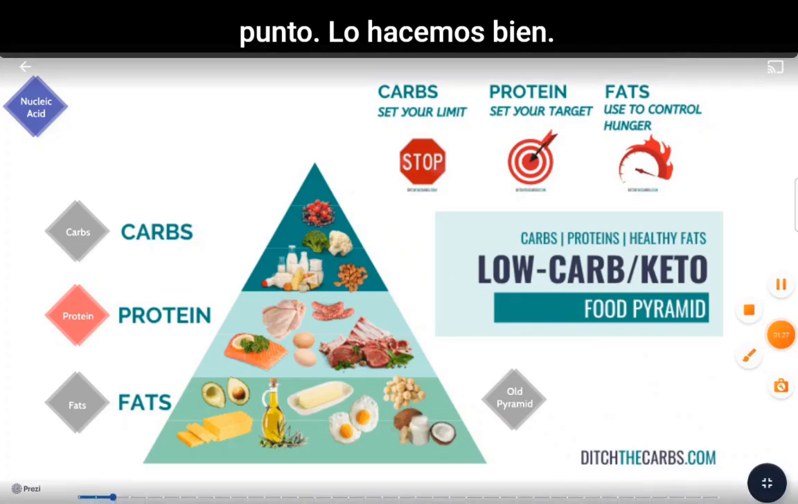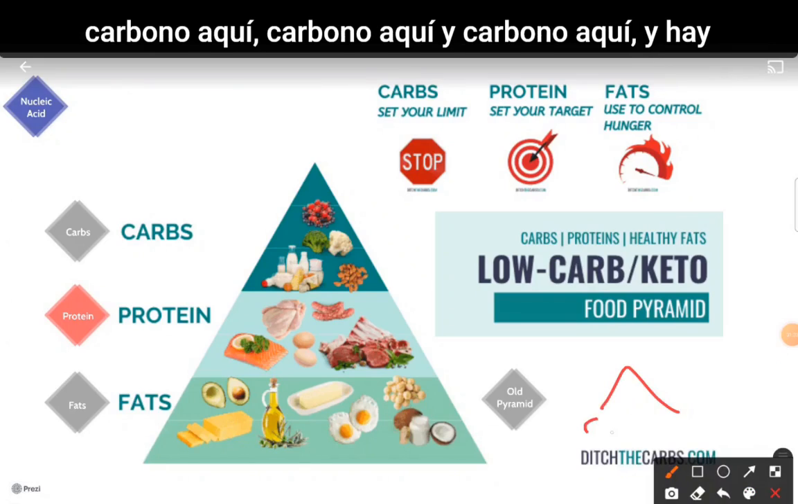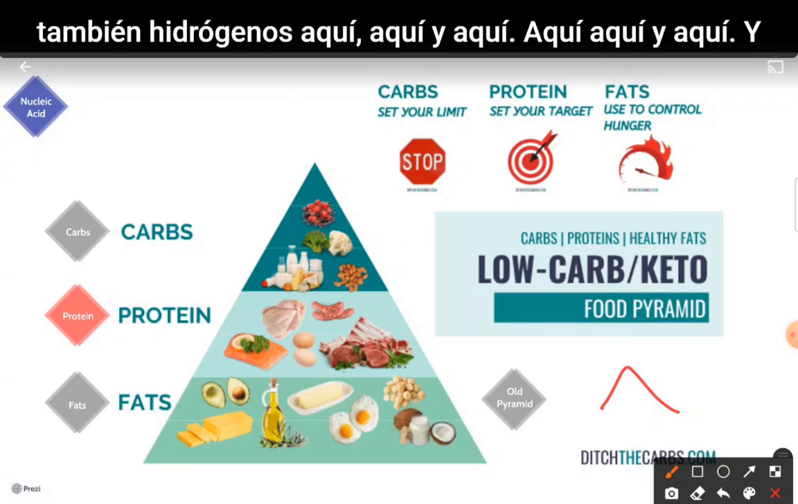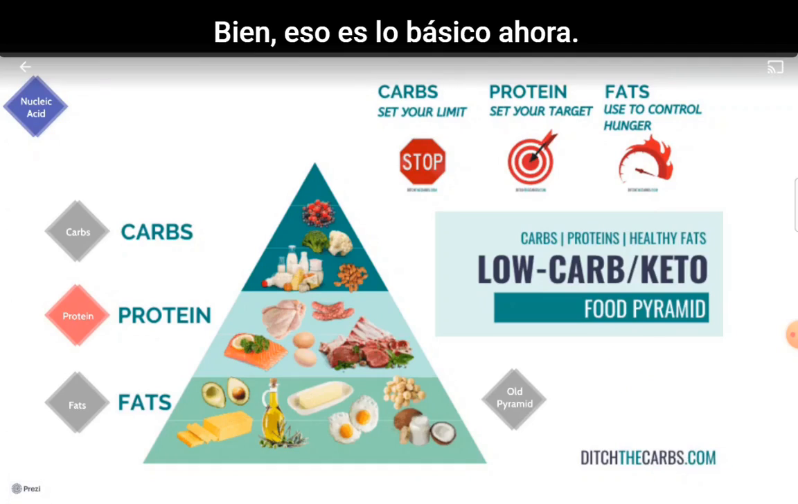We get it, right? So when you see something like this, that means there's a carbon here, and a carbon here, and there are also hydrogens here, here, and here, here, here, and here, and here, and here. Okay, so that's the basics.